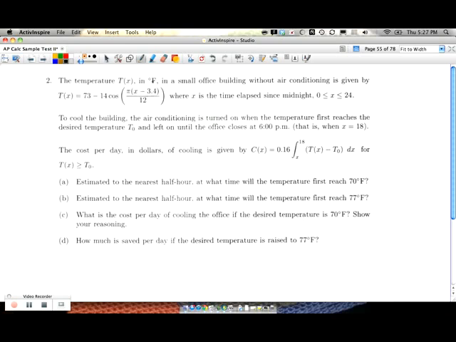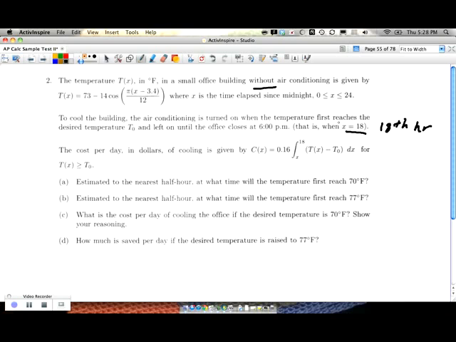The temperature T of x in degrees Fahrenheit in a small office building without air conditioning, that would be sucky, is given by T of x is 73 minus 14 cosine and a big old function where x is time elapsed since midnight from 0 to 24, so that must be in terms of hours. To cool a building, the air conditioning is turned on when the temperature first reaches the desired temperature and left on until the office closes at 6 p.m. That is when x equals 18, because that's the 18th hour, if you weren't catching on to that.